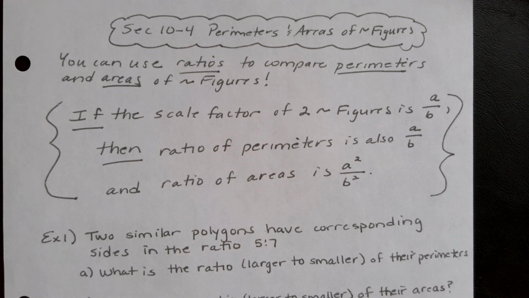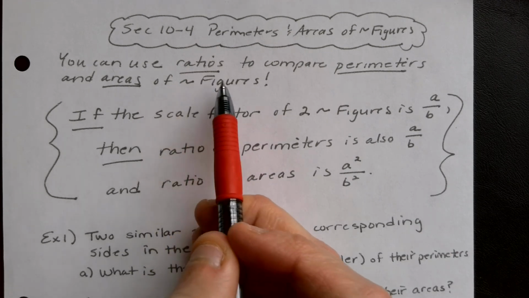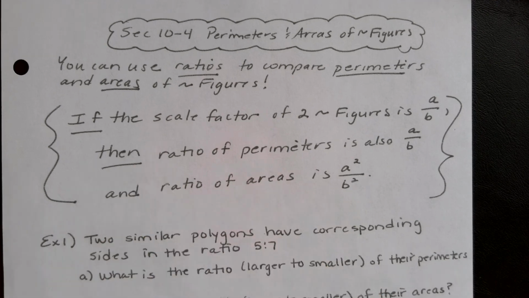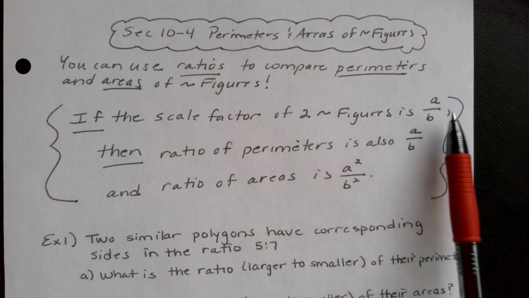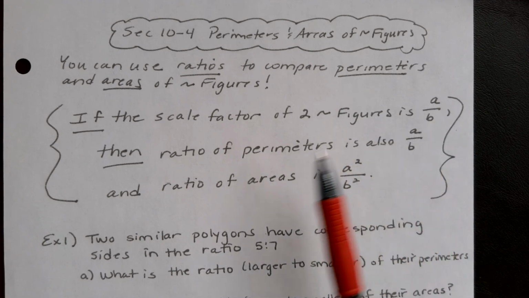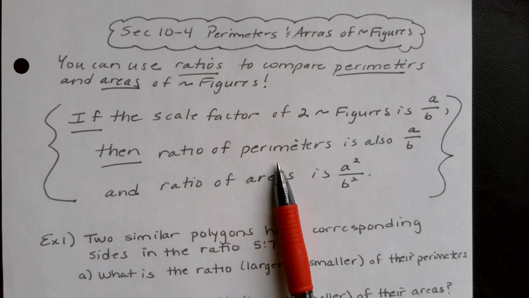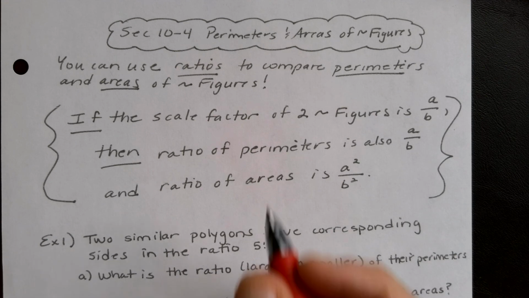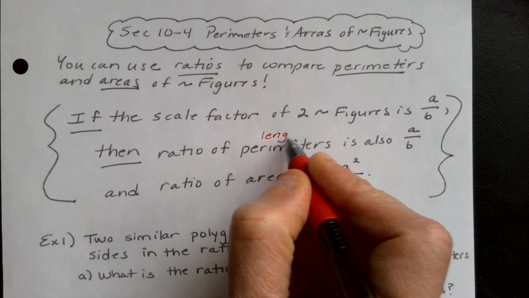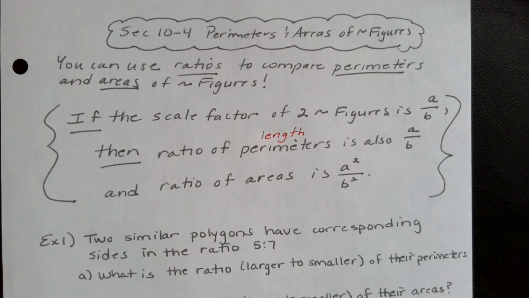Hey geometry students, we're taking a look today at section 10.4, perimeters and areas of similar figures. You can use ratios to compare perimeters and areas of similar figures. It's kind of neat because if the scale factor of two similar figures is the ratio A over B, then the ratio of the perimeters is also A over B.